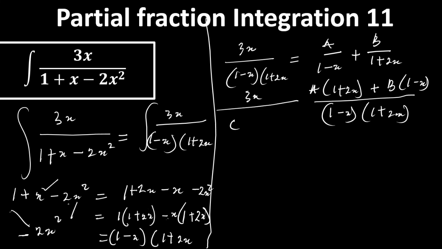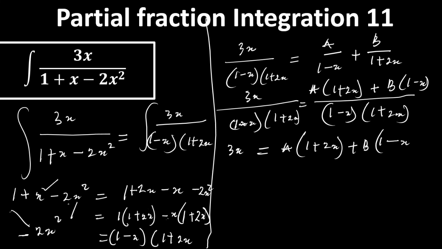This is 3x, that's 1 minus x into 1 plus 2x is equal to this. Now, obviously, because my denominators are the same, I can equate my numerators so that I'm saying that 3x will be the same thing as A into 1 plus 2x plus B into 1 minus x. So that 3x will be the same thing as A plus 2Ax plus B minus Bx.